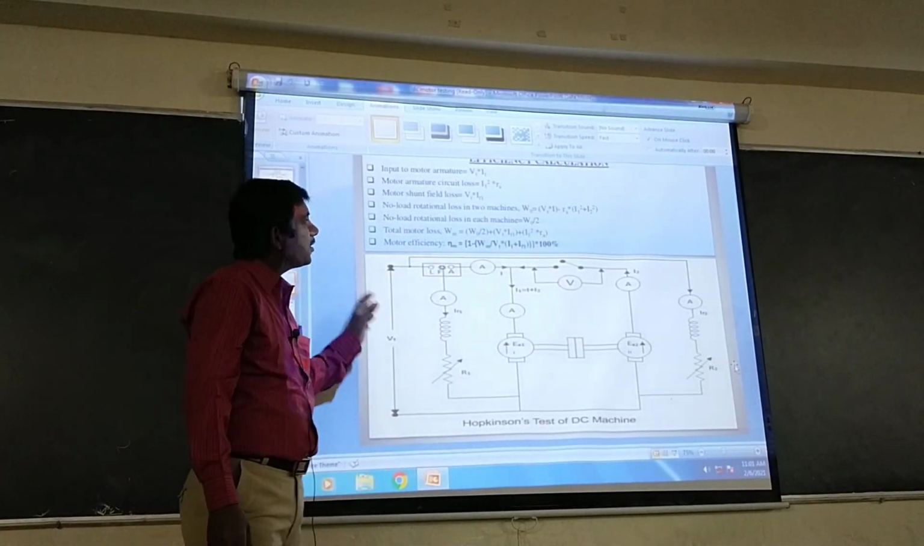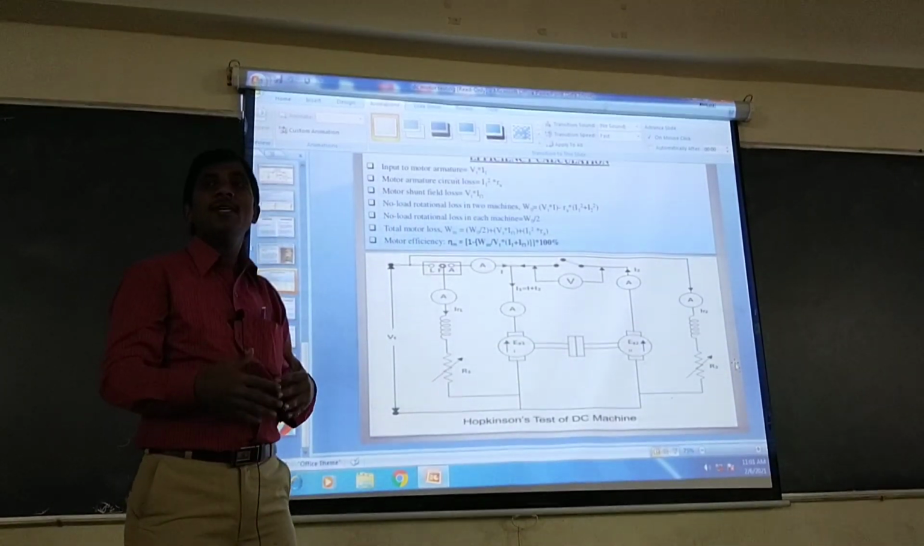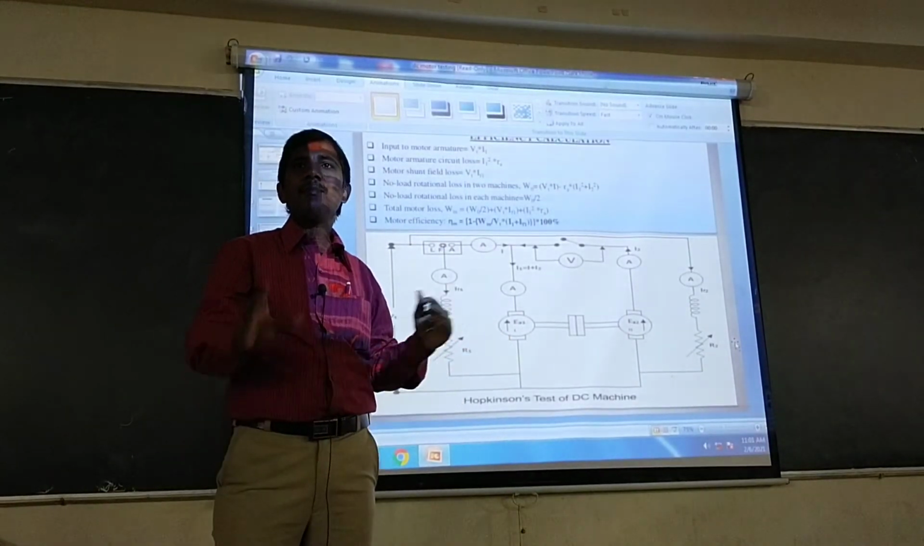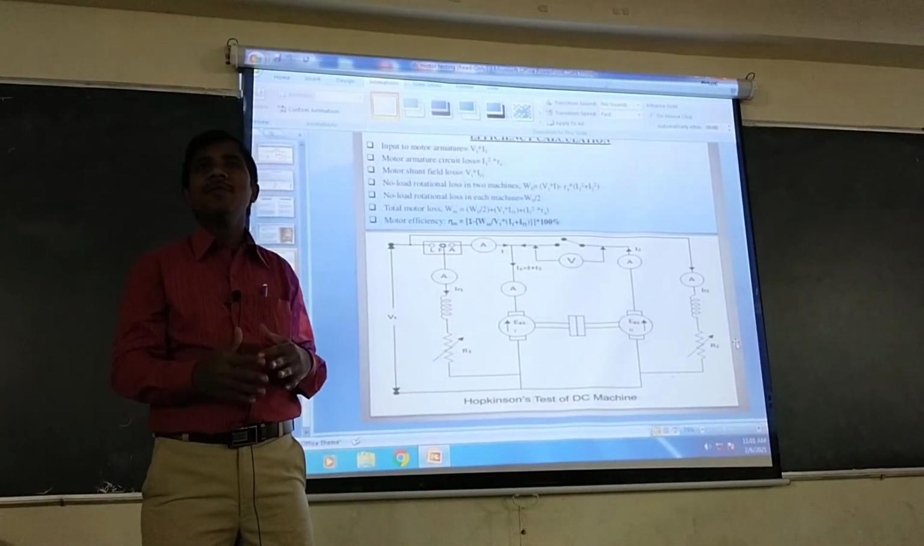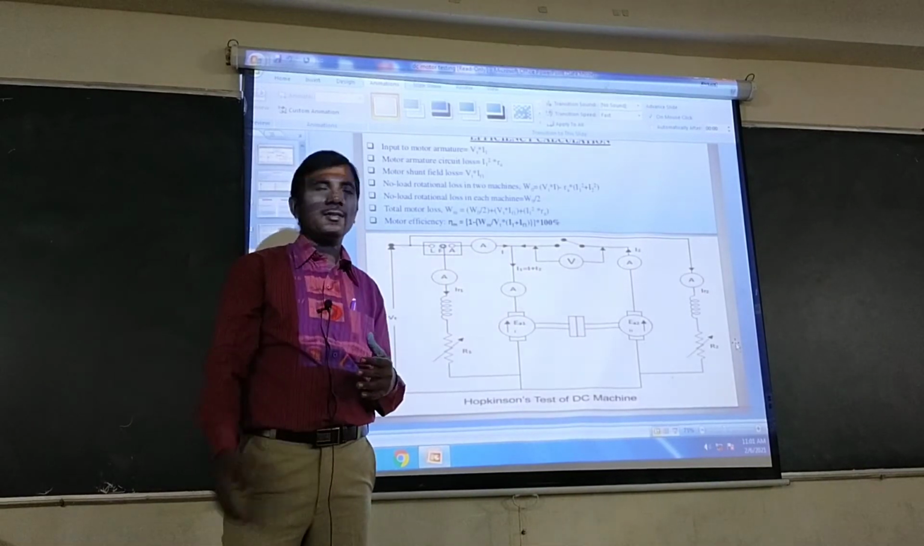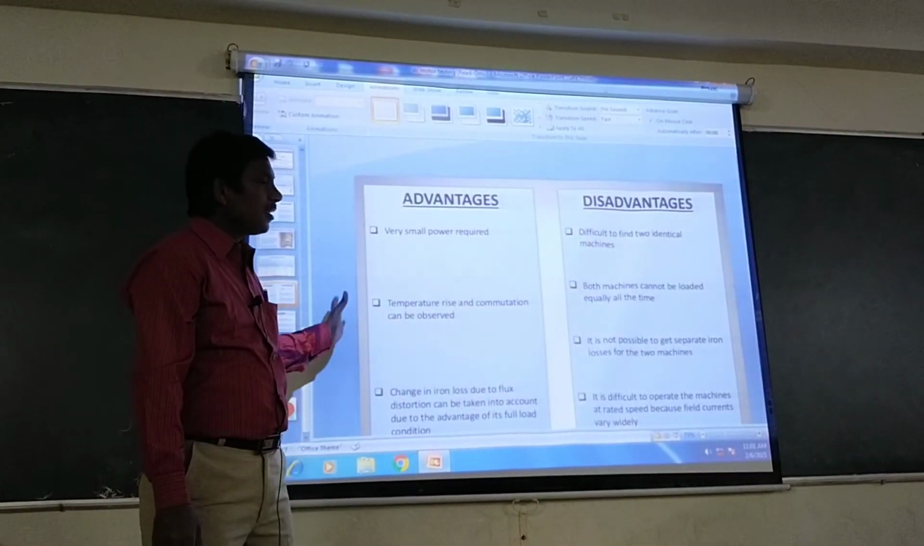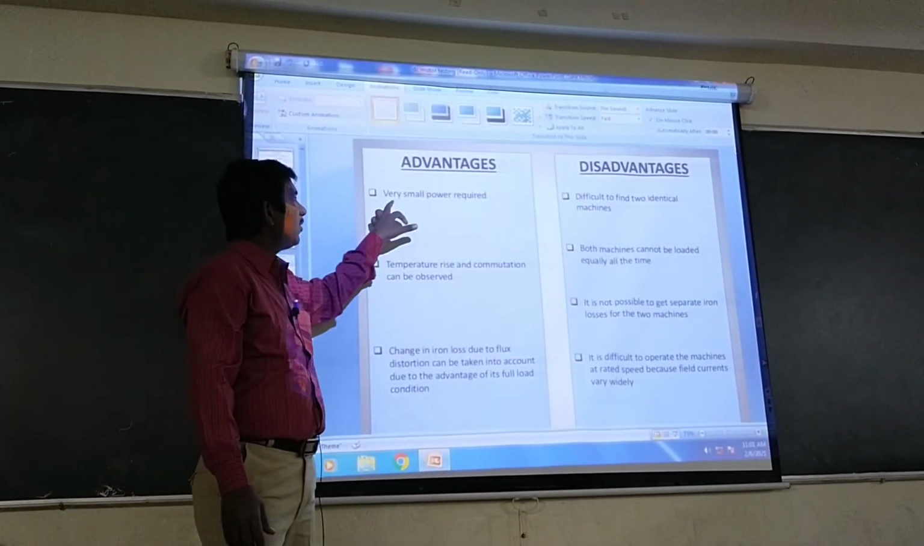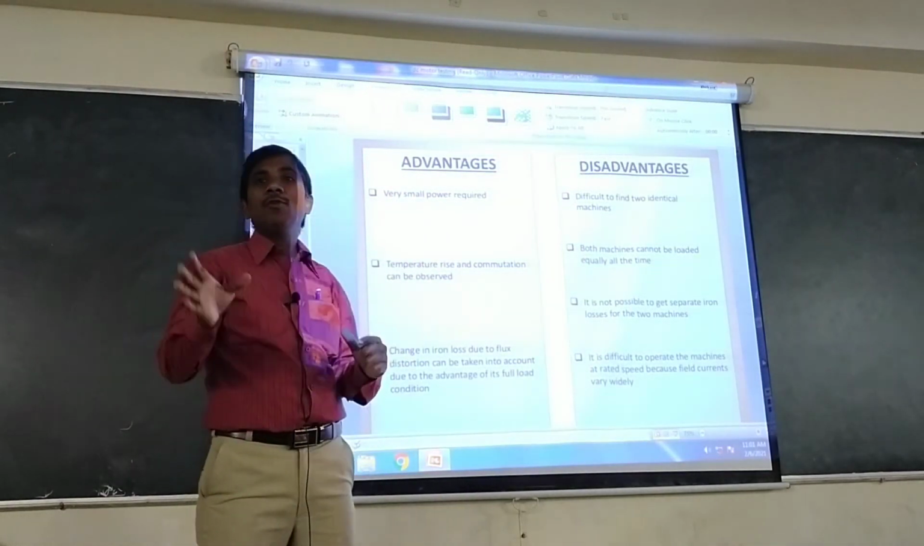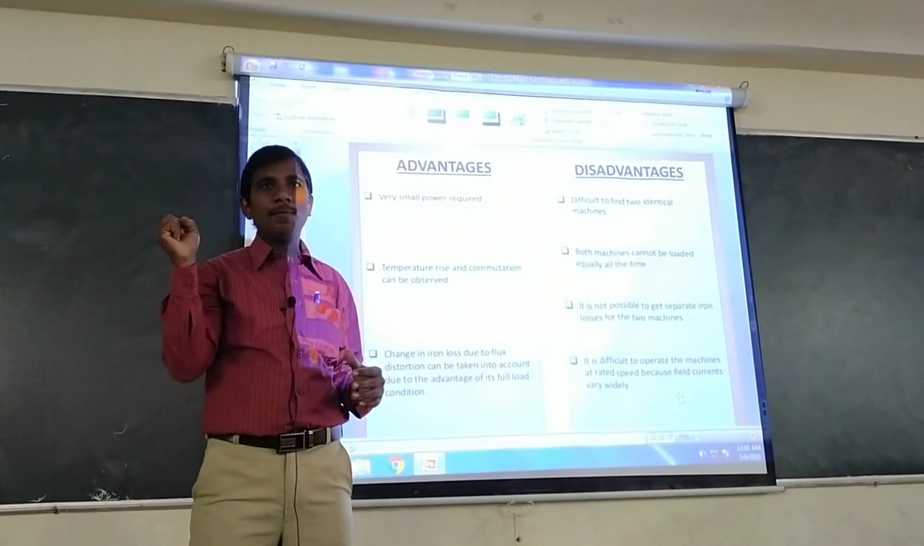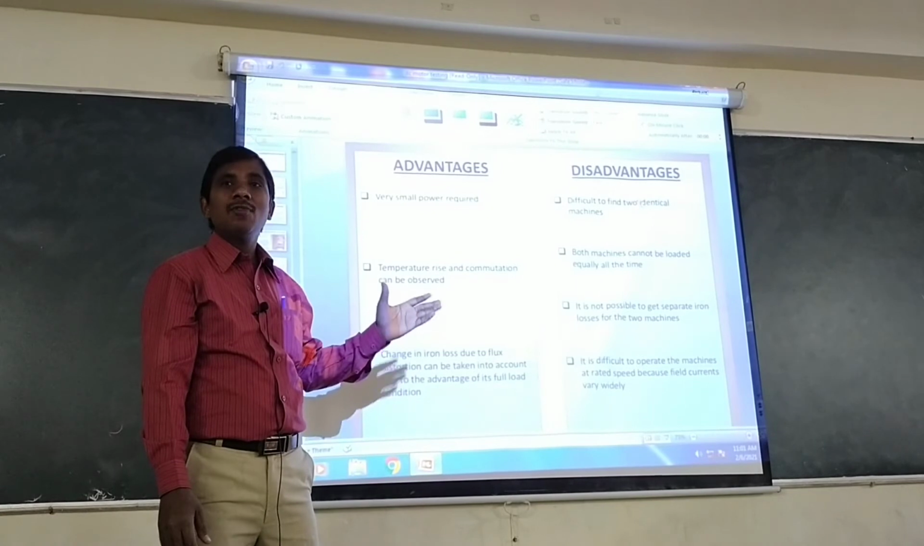Like this, the efficiency is determined by using the back-to-back test. It is also known as Hopkinson's test, and back-to-back test is another name for it. There are some advantages and disadvantages. Coming to the advantages, very little power is required, because we draw power only for the losses. Power losses will be less.